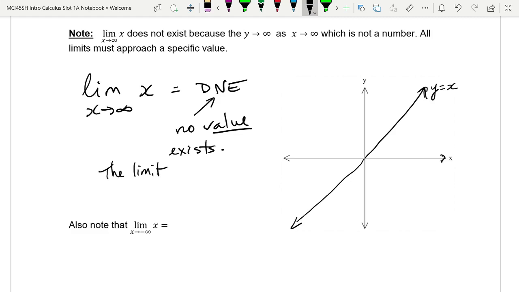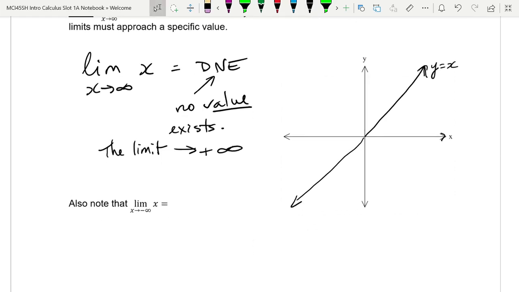The limit is approaching infinity from the positive side. It's approaching positive infinity. Actually, now that I think about it, I should put that positive in front of the infinity. It's not approaching it from the right, it's approaching it as positive infinity. Come on, eraser. Let's try that again. And the limit is approaching positive infinity.